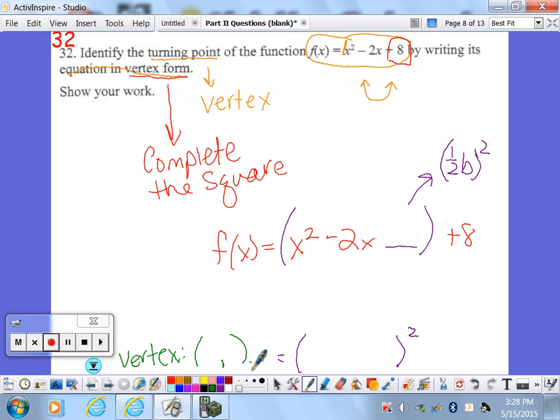What's also really nice about this question is you could input the function into y equals and find the vertex that way. Remember, doing this is just a checking technique because you do need to show your work, but it's nice to know whether or not you got the right answer. Go ahead and complete the square.